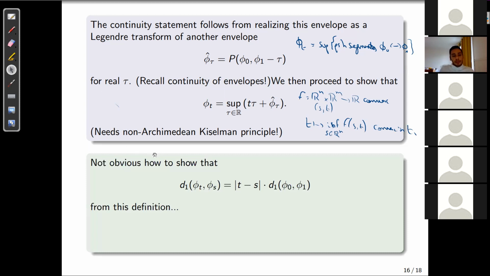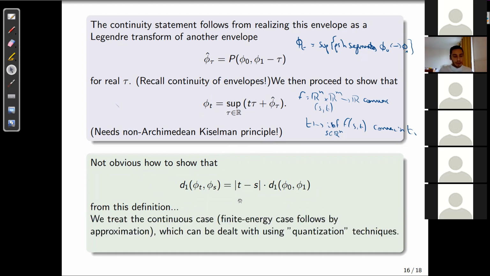So now, as you might see, we have two definitions. We have a definition of our distinguished geodesic, well, we do not know yet that it is a geodesic. So we have the segment that is a supremum of PSH segments. We have this definition as a Legendre transform, but it is not at all obvious how to show that it is in fact geodesic for the d_1 distance. So what we're going to do, as usual, we're going to simply treat the continuous case.